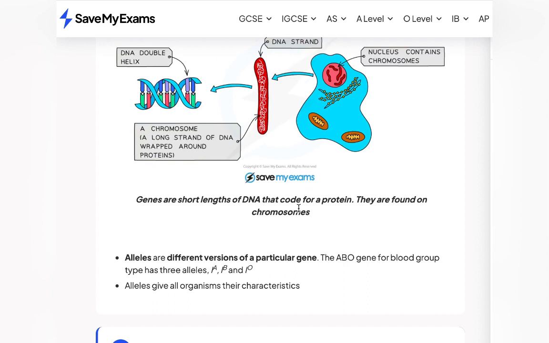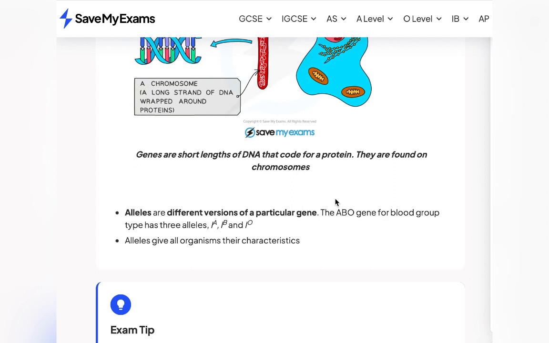The gene is coding for the proteins that will be responsible for different tasks in our body, right? So they are found in the chromosome. All this is happening in the chromosome, and the chromosome is found in the nucleus of the cell. Now, what is an allele? Alleles are different versions of a particular gene, the different function of a particular gene. Every gene has a different type.